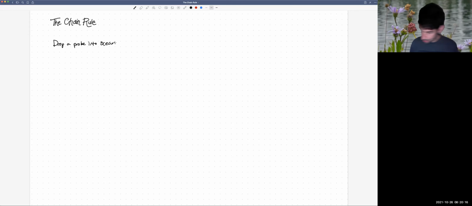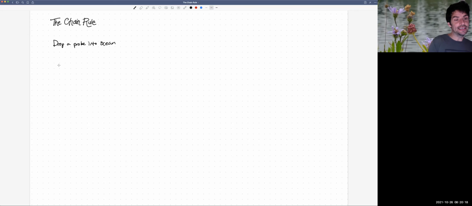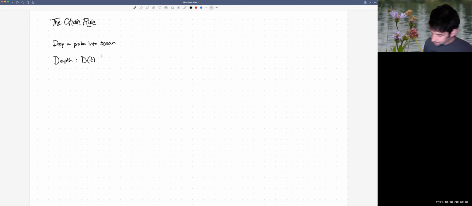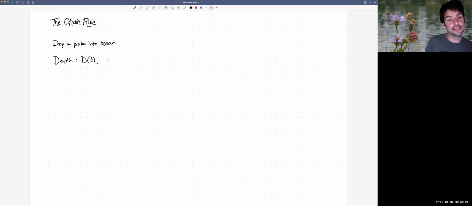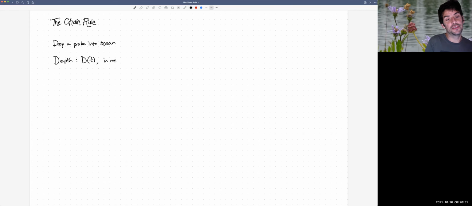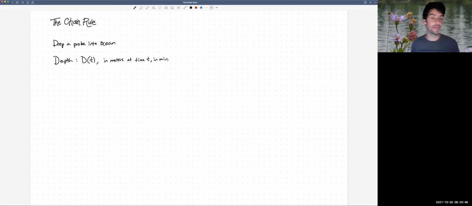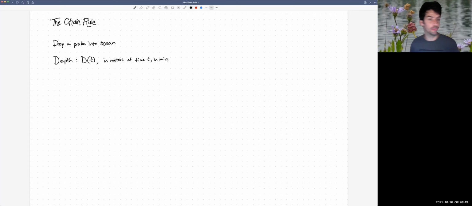Okay, so we drop a probe that's going to travel down, and let's say its depth is given by d of t, where its depth is in meters at time t in minutes. So at any time in minutes, this function will tell us the depth of our probe. Maybe we've programmed it to travel at a certain speed or something like that.